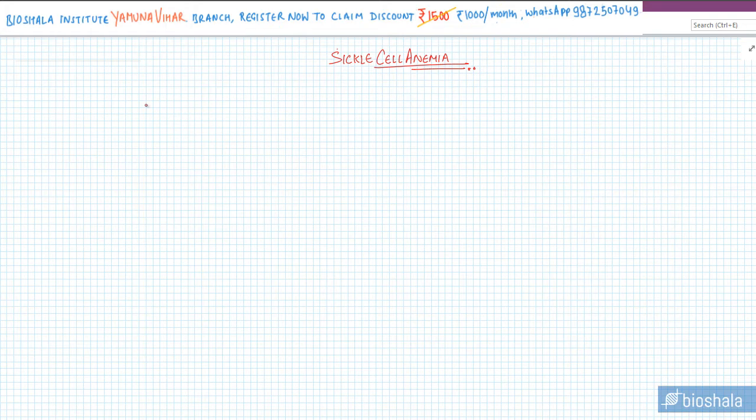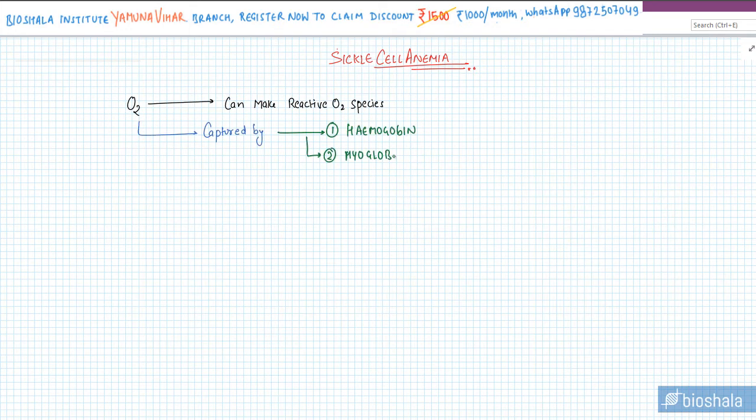The main idea is that we cannot let oxygen roam around independently because it has the capacity to make reactive oxygen species. If we want to make it travel, we have to assist it with different kinds of protein molecules, and these molecules are nothing but hemoglobin and myoglobin. Myoglobin is made up of a single polypeptide chain. You can say it's a tertiary structure, and it is older than hemoglobin, which came much later.